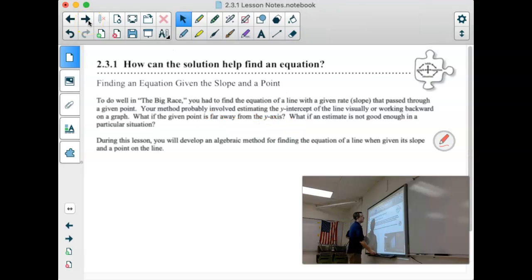So 2.3.1, how can the solution help find an equation? We talked about yesterday the big race. We had the final heat yesterday. And yesterday we were given a slope or a rate and a given point, and we had to find the equation of that line based off of those two things. Today what we want to try to do is find an algebraic method for finding the equation of a line when given its slope and a point on that line, so it's exact every single time, we don't have to guess. That's the game plan for today.